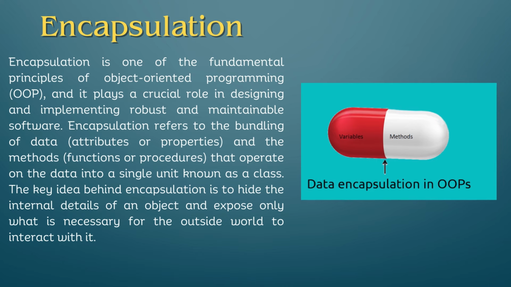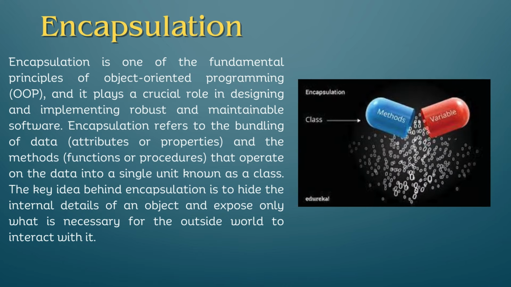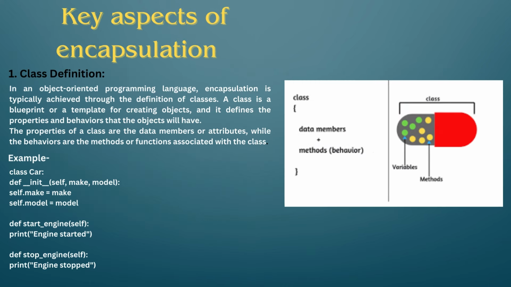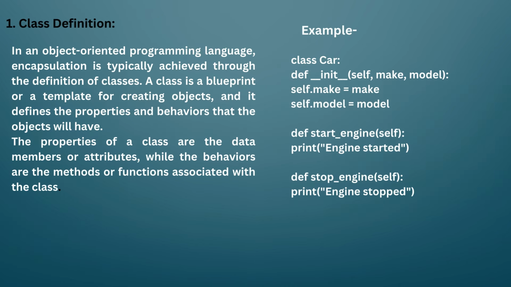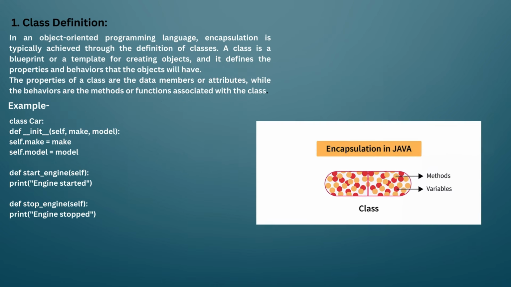Encapsulation. At its core, encapsulation is about bundling data and methods into a single unit known as a class. Example, car class. Consider a car class. It serves as a blueprint, defining properties like make and model, and behaviors such as start engine and stop engine.